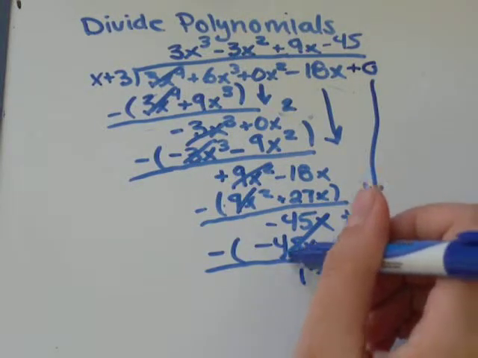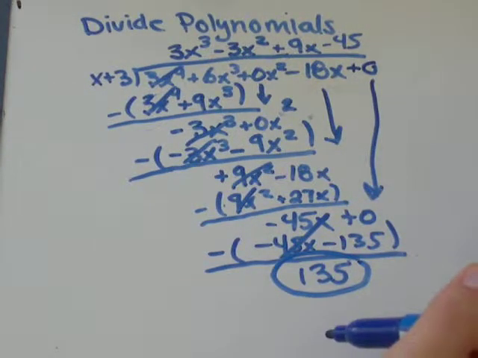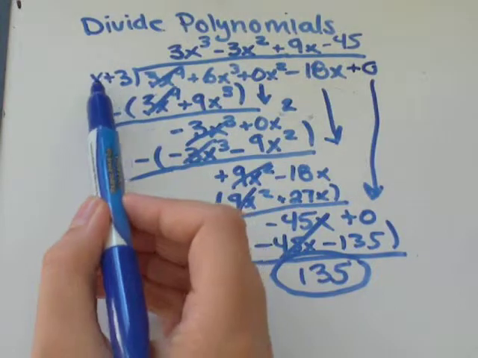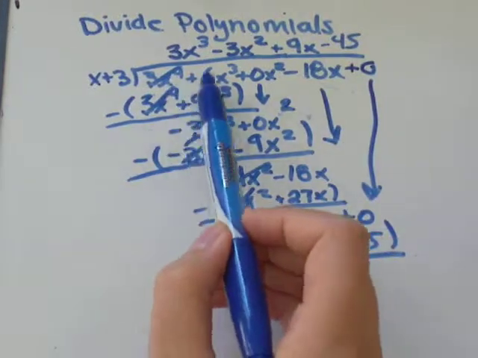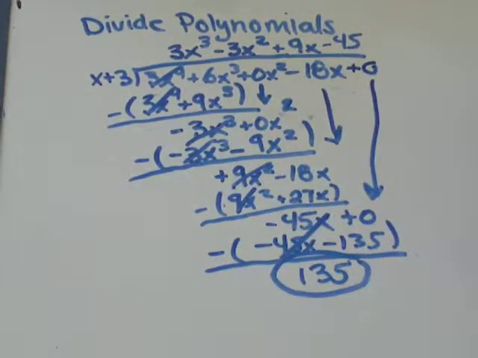Doesn't equal 0. Our remainder is 135, so we know that x plus 3 does not correctly factor the polynomial we started with under here. It's not a factor.